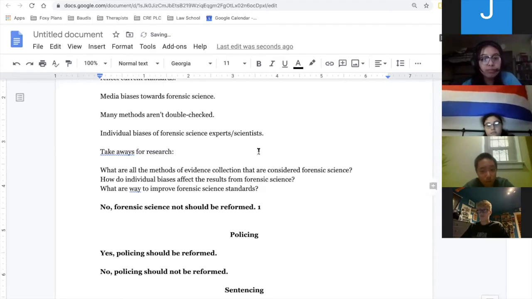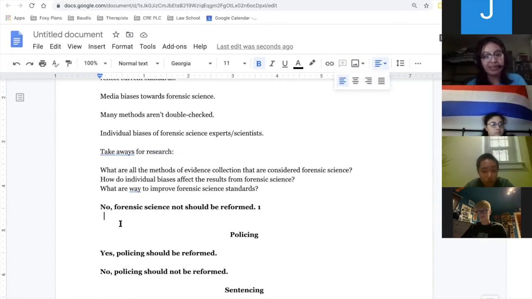All right, so we got one person for why should forensic science not be reformed. Could you just give us a little bit of ideas about what made you vote for this side? It should be abolished. If reform is different from abolishment, then instead of being reformed, it should be abolished. I like that. I actually like that a lot, Muriel. That's a really creative way to think about it.